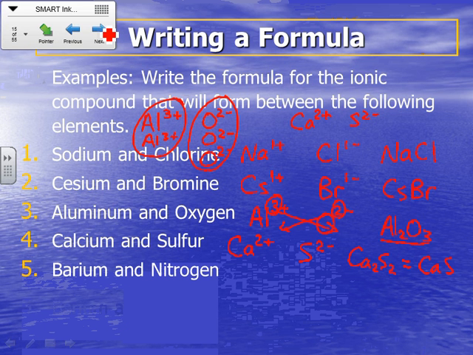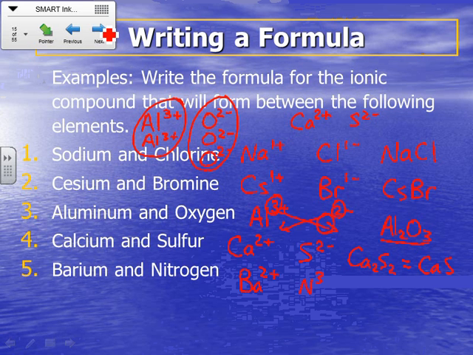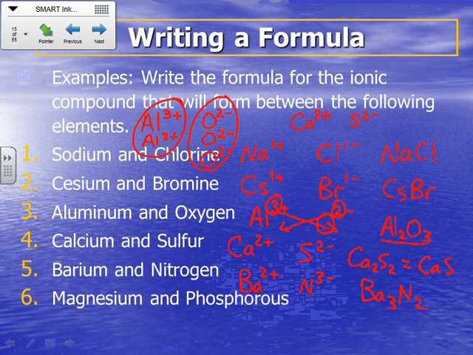Barium and nitrogen. Barium has what charge? Heard somebody say it. 2 plus. Nitrogen, 3 minus. Crisscross. What do you end up with? Ba3N2. Okay? So that's how that works. Everybody all right with that? Okay.